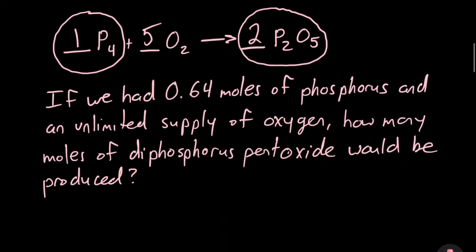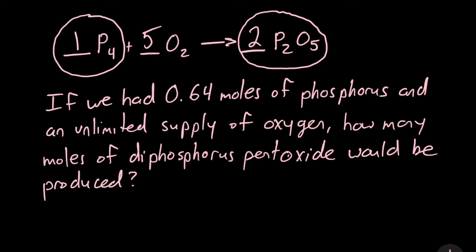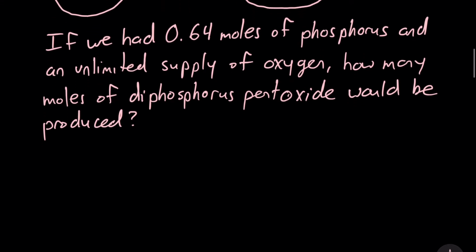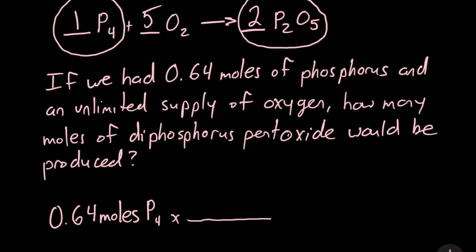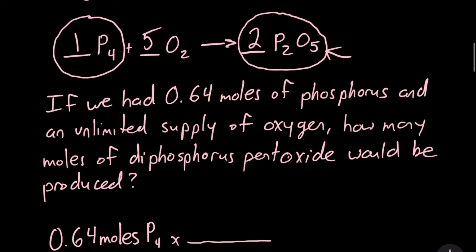We will begin. So we have our reaction balanced. We have a 1:5:2 ratio, and we're going to start out with what we know. So we know we have 0.64 moles of phosphorus, and we'll do our times sign line. And we want to end up with, I'll just draw an arrow, we want to end up with moles of diphosphorus pentoxide.